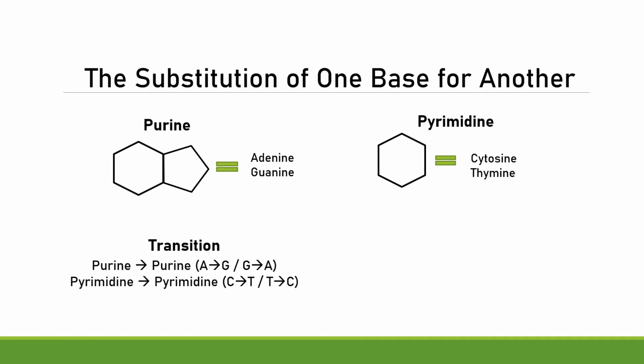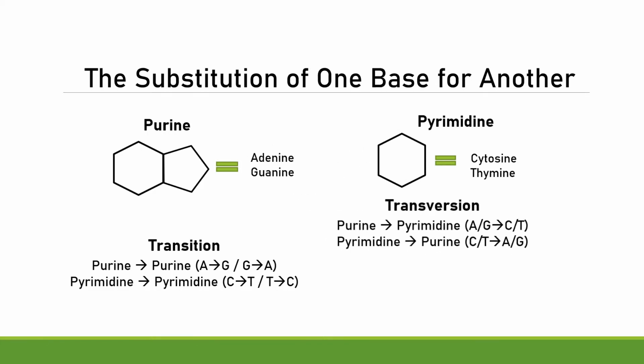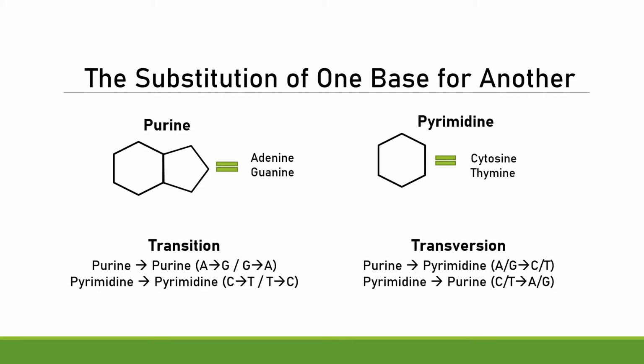This is the substitution of nitrogenous bases with similar structures, meaning a purine for a purine and a pyrimidine for a pyrimidine. The substitution of nitrogenous bases with different structures is called transversion. This means that a purine will be substituted with a pyrimidine and vice versa.